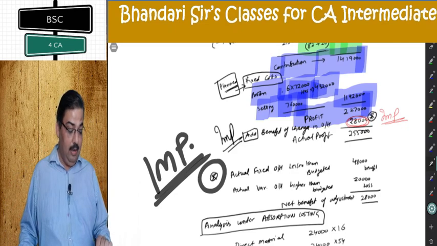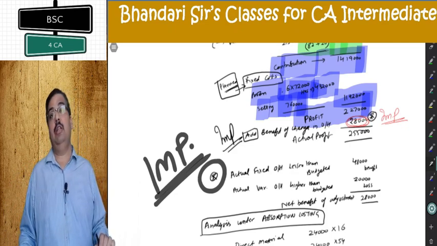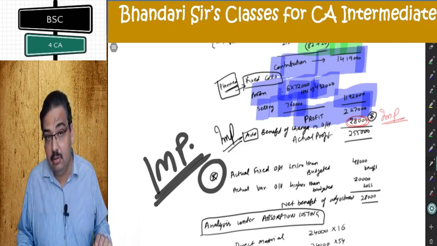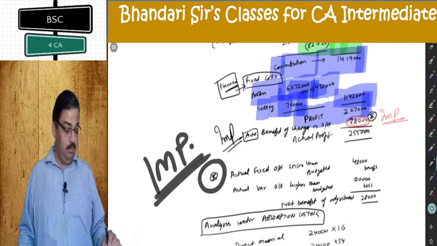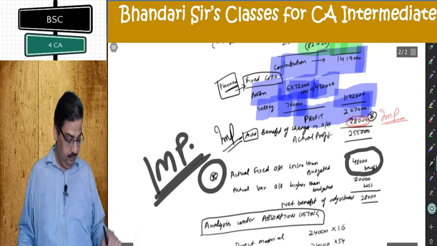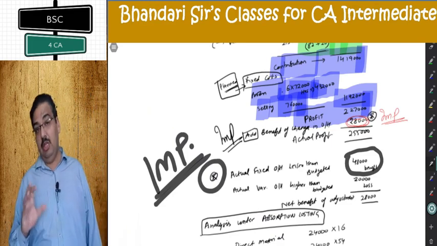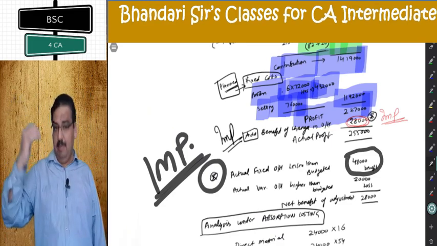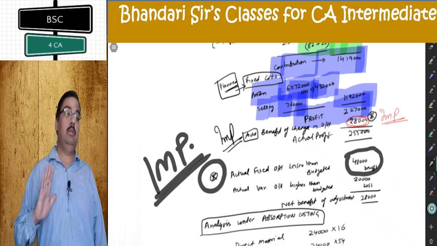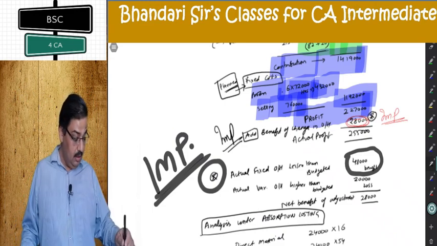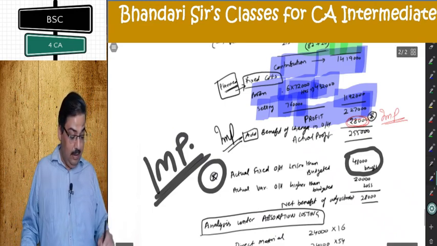Actual fixed overhead lesser than budgeted 48,000. Is this benefit or loss? It is benefit. 48,000 benefit. Actual expenditure being less than budget is a benefit. You are saving some cost. 48,000 saved. Now actual variable overhead is higher than budgeted.